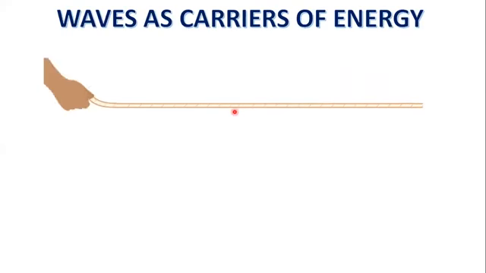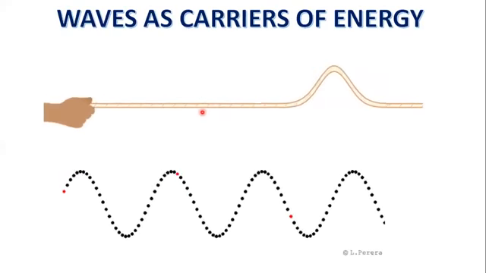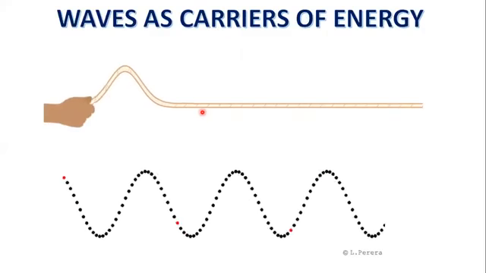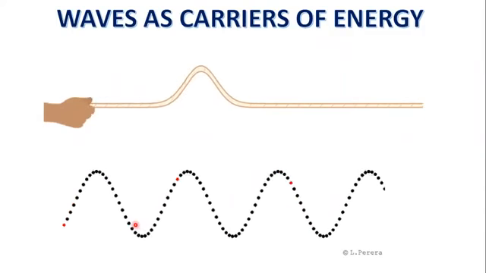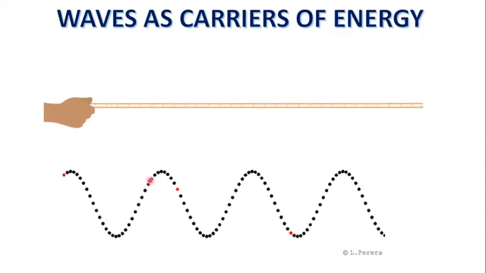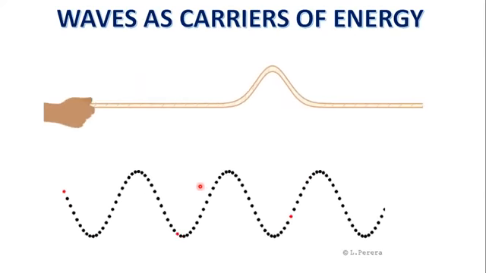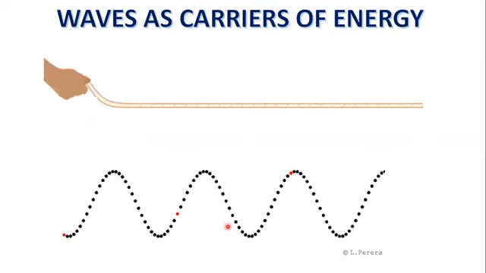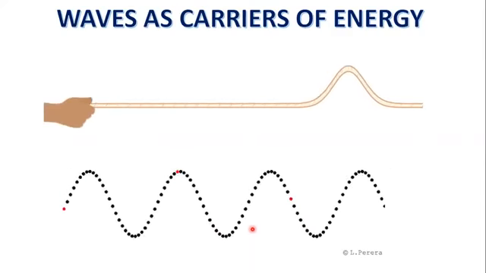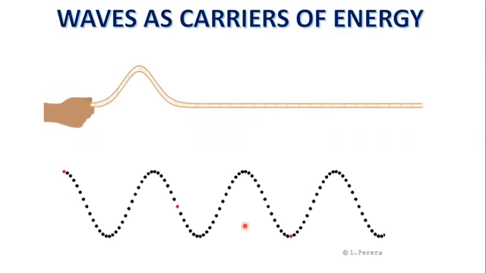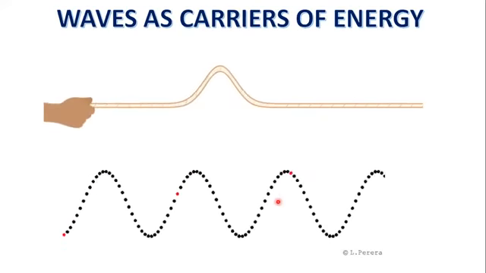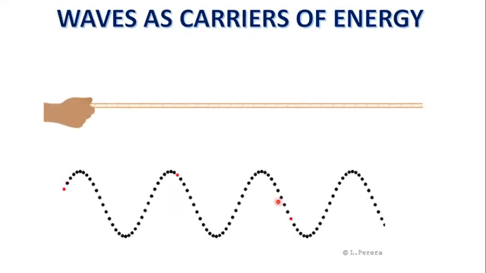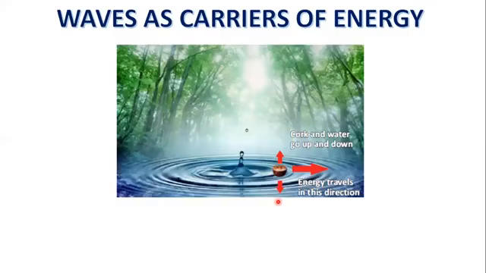The vibrating force from the hand disturbs the particles of the string and sets them in motion. These particles then transfer their energy to the adjacent particles in the string. Energy is thus transferred from one place to another place in the form of waves. Water waves also transfer energy from one place to another.